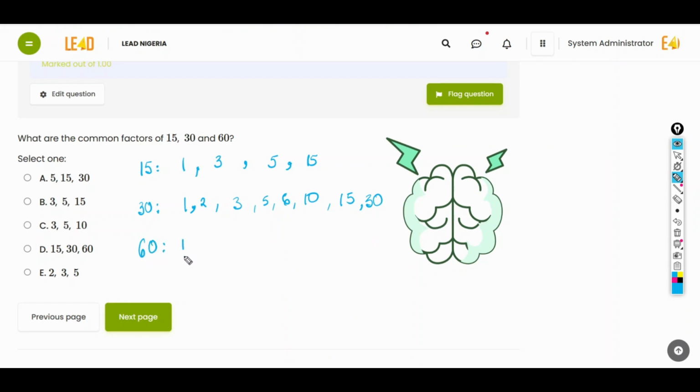Finally, for 60, I would have 1 and 60, 2 and 30, 3 and 20, 4 and 15, 5 and 12, 6 and 10. Okay, that's all. So let's pick out the common ones.